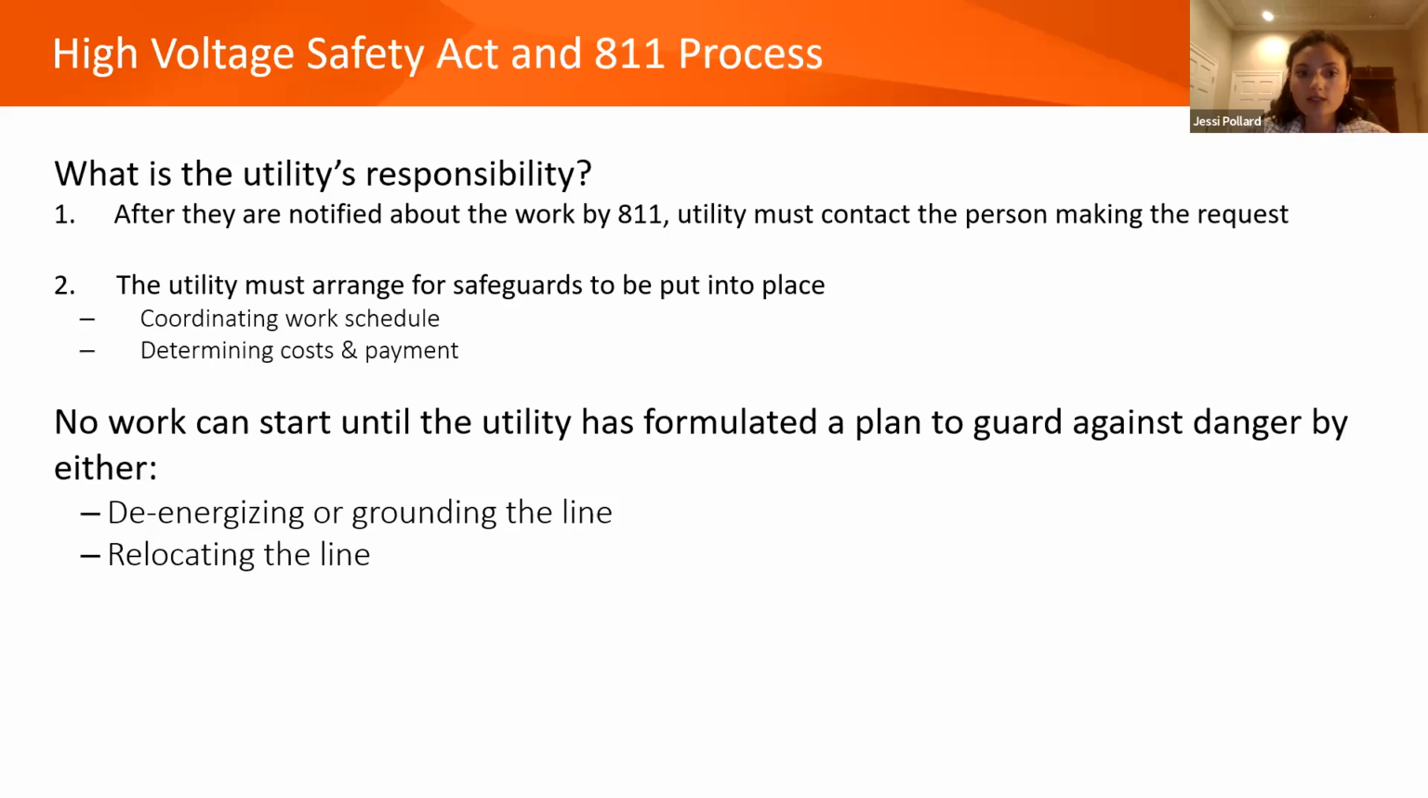And no work can start until the utility has formulated a plan to guard against whatever danger may be there by either de-energizing or grounding the line or relocating the line. And I will say that in the Georgia 811 standards, it does mention a third option of covering the line, but Georgia Power does not view that as a legitimate barrier between that crew and the energized power line anymore. So really, your main option, probably 9 times out of 10, is going to be de-energizing or grounding that line. So completely shutting the power off so that that job can be done safely.